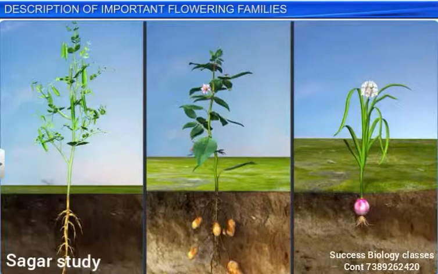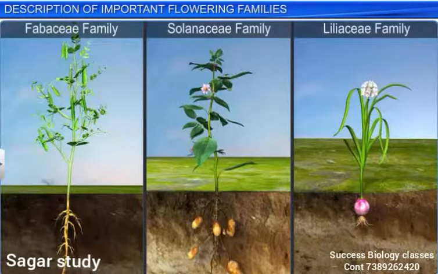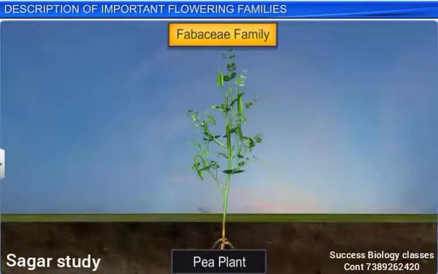Flowering plants or angiosperms are the most diverse group of plants on Earth. These plants are categorized into different families based on their morphological characters. Let's describe a few important flowering families. The Fabaceae family, earlier known as Papilionoideae, is a subfamily of the Leguminosae family.